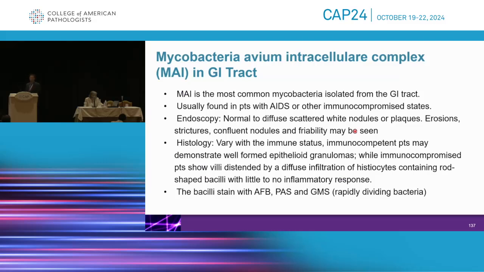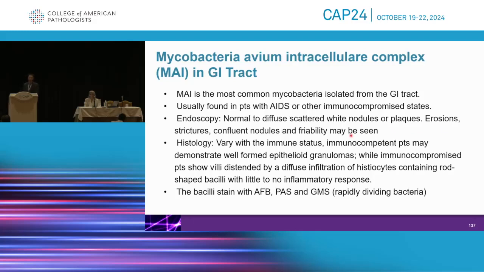So MAI is the most common mycobacteria isolated from the GI tract, same as other infections, both commonly seen in patients in an immunosuppressed situation, for example, HIV or organ transplant. Endoscopically, generally, sometimes it's totally normal. I can show you a case, endoscopically totally normal, but you can see the infection. Sometimes you may see some small nodules, some bumps, some stricture, some erosion, some ulceration. Sometimes they can form a mass lesion and mimic malignancy, but that's not that common.